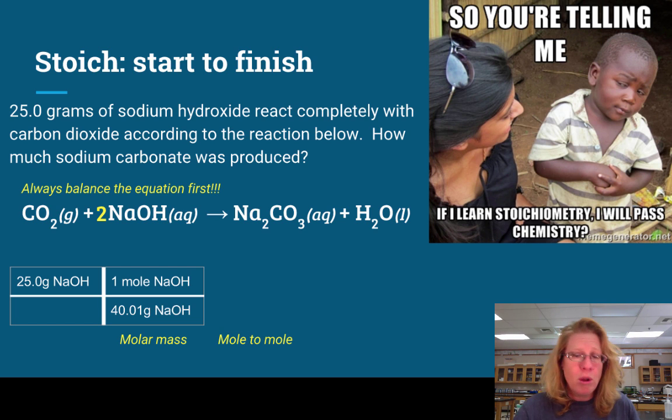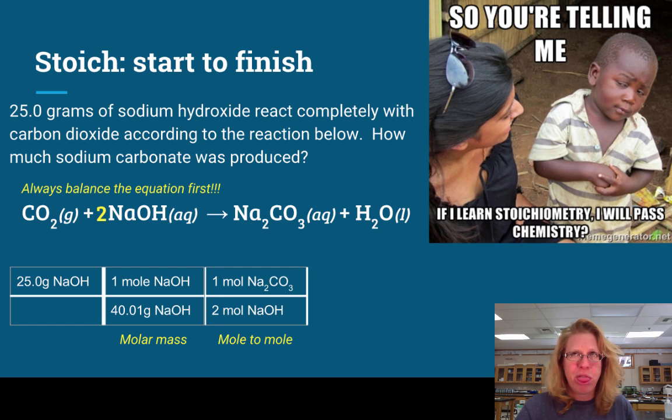Middle step, always, always, always have to do the moles to moles step. And this comes from the balanced chemical equation. 2 sodium hydroxides is going to end up producing 1 sodium carbonate. So that's where those 2 numbers came from right there. Those are our coefficients from our recipe to get converting from one reactant to one product in this case.